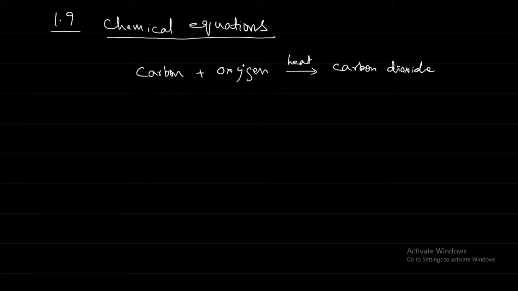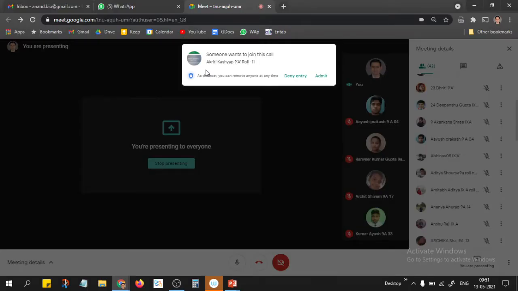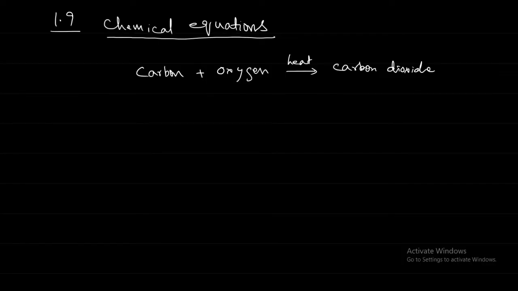Can we say this is a chemical equation? Yes, sir. Okay, so a chemical equation means symbolic representation of the chemical reaction using the symbols and formula of the substances involved in the reaction. So these are not the symbols, no? No, sir. Okay, so we will not say it is a chemical equation, we will say it is the word equation.